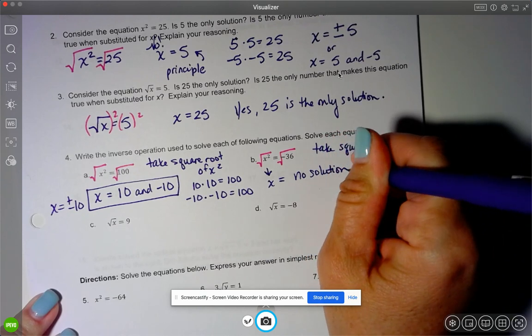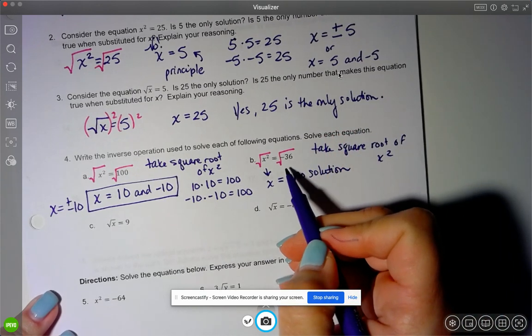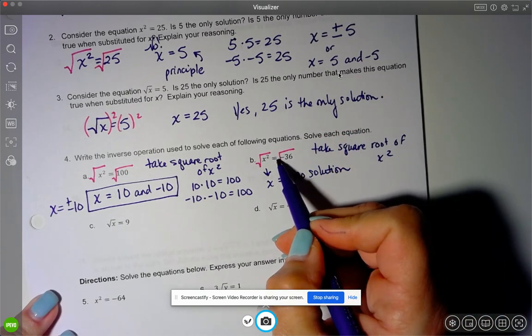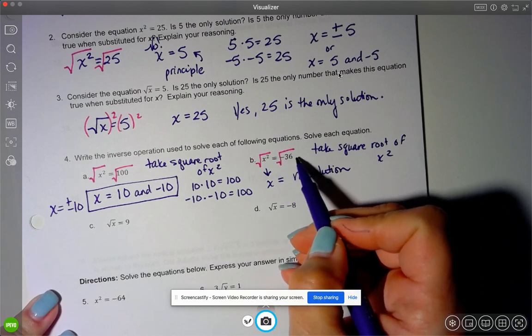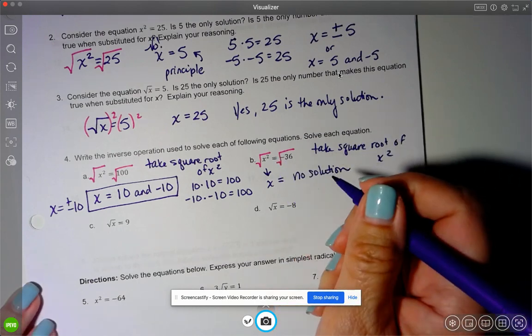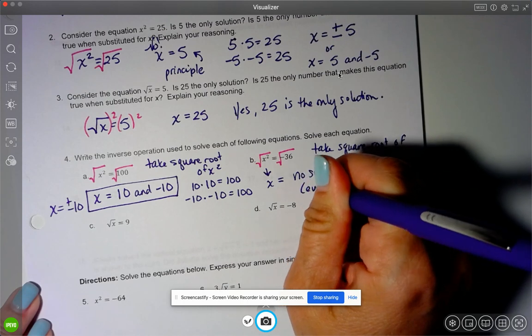If you remember in 6.2e, we were talking about how when you have an even index, you can't have a negative radicand. So no solution. There's an even index of 2.